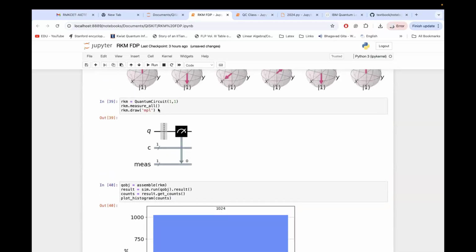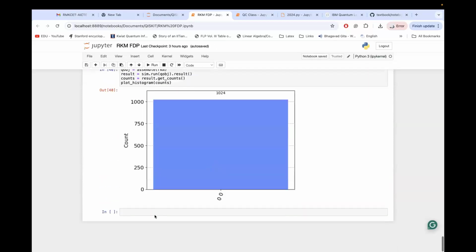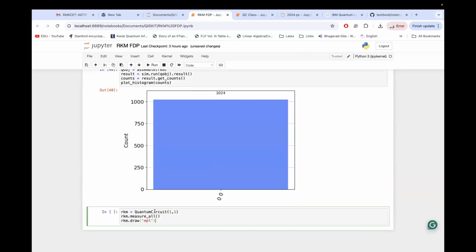Now I'm going to make a small modification in the circuit. I'm going to apply some gate operations. Someone asked me, what is this Hadamard gate? Now let's see what this Hadamard gate does. In the same name RKM, I have created a quantum circuit with 1 qubit and 1 classical bit. After that, for the circuit RKM, I'm going to apply the Hadamard operator to the 0th qubit, since counting starts at position 0. Now let's see what happens.